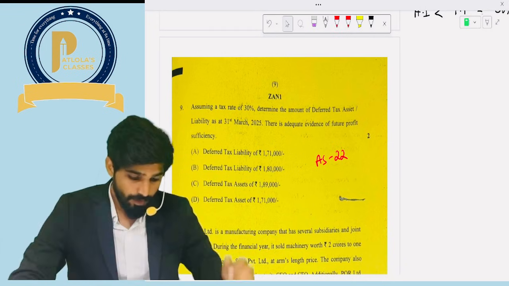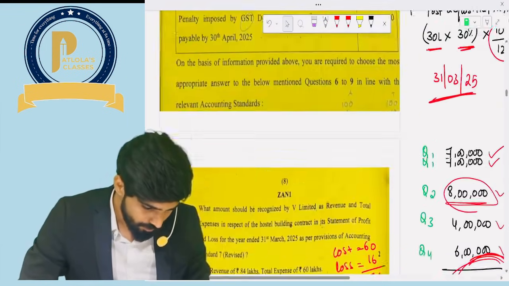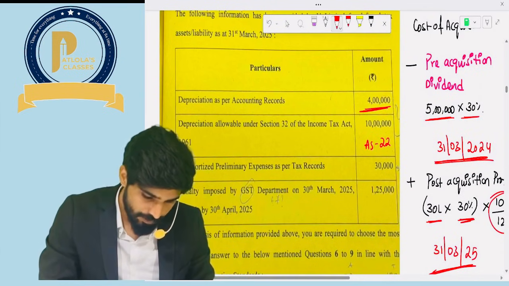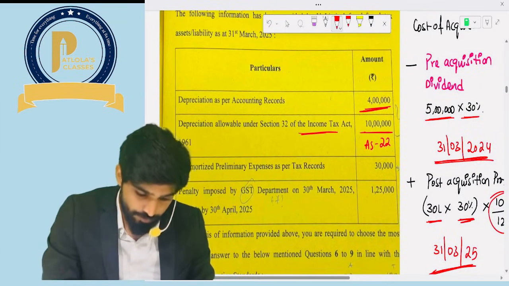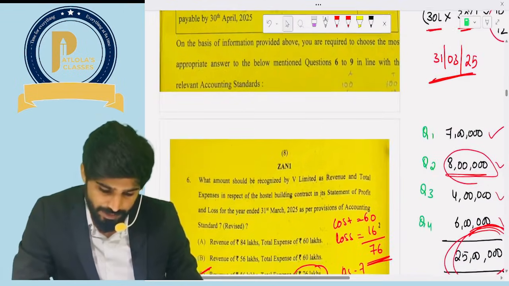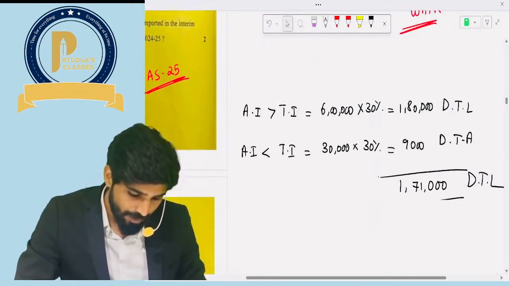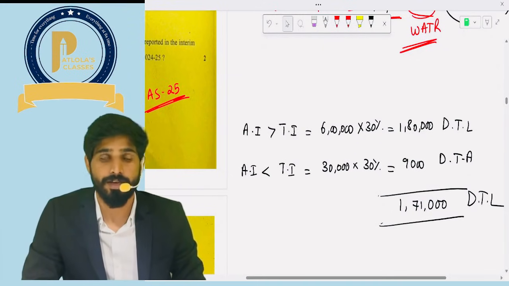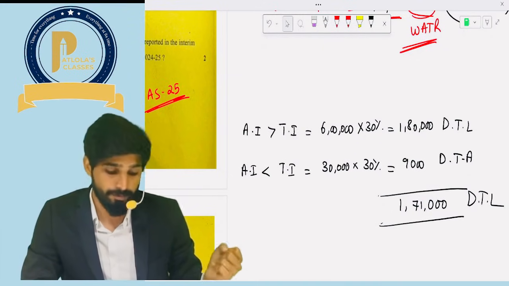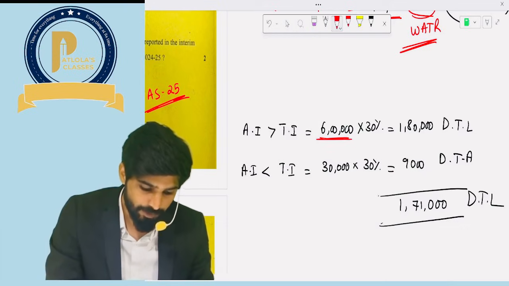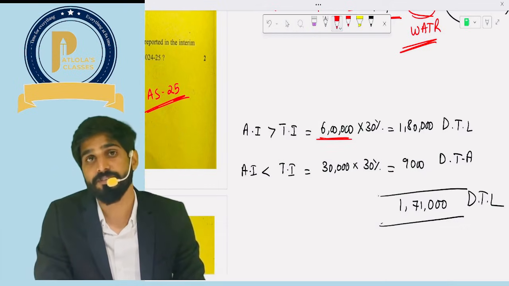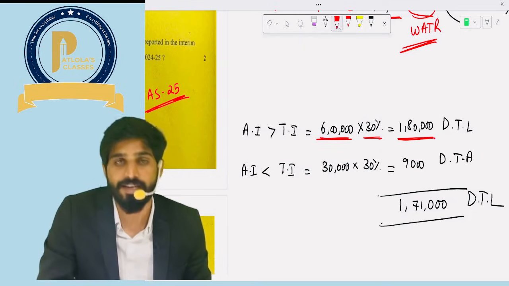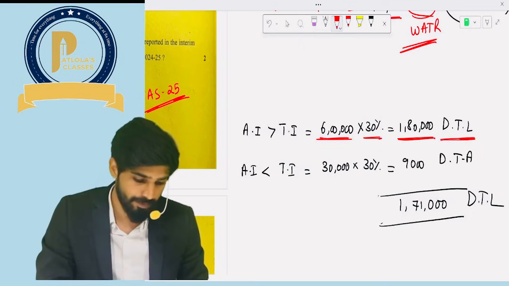Chalo. Let us see what are the differences they have given. Accounts is allowing a depreciation of 4 lakhs. Tax is allowing a depreciation of 10 lakhs. So guys, can I say one thing, that accounts is allowing only 4 lakhs, tax is allowing 10 lakhs. So accounting income will be more by 6 lakhs. When accounting income is more, we create deferred tax liability. So 6 lakhs into 30% will be 1 lakh 80,000 of deferred tax liability.